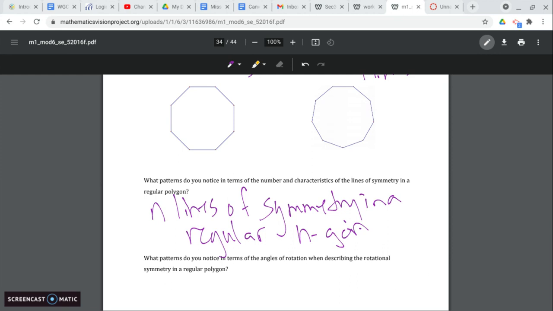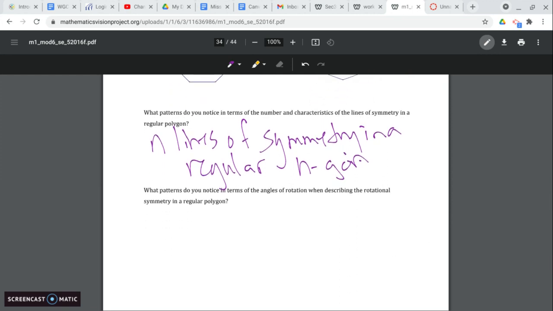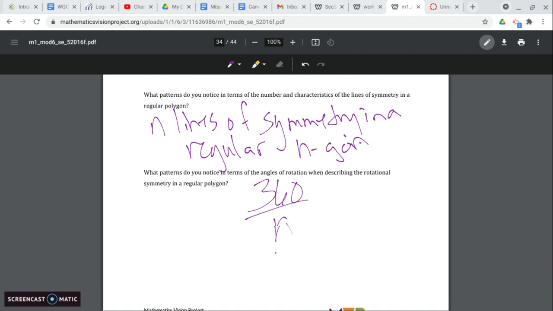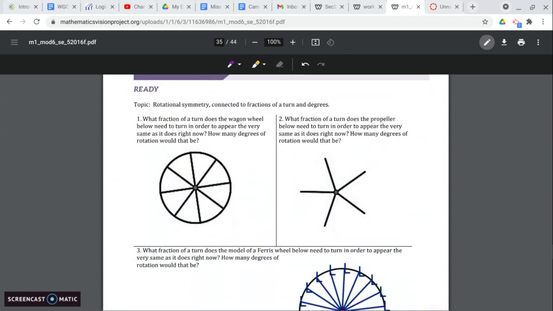What do you notice about the rotational symmetry? Well, it's 360 divided by n. We take the 360, because that's a full rotation, and divide it by how many sides there are. That gets us the angle of rotation, so we can keep finding those values.